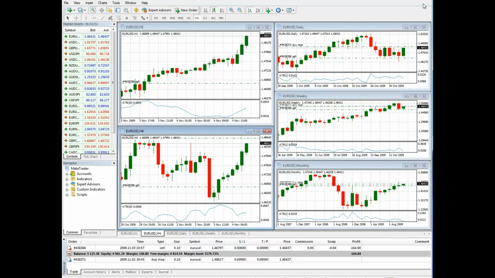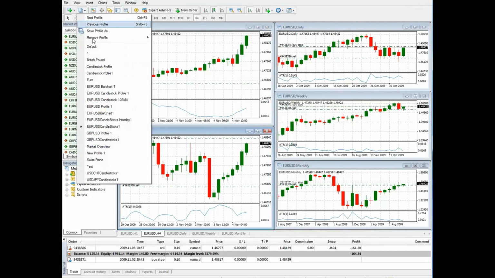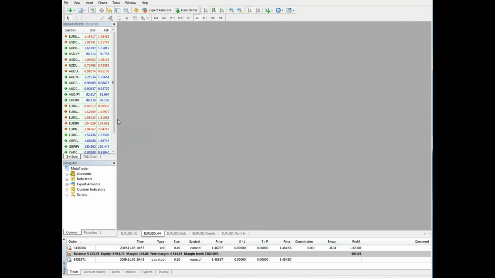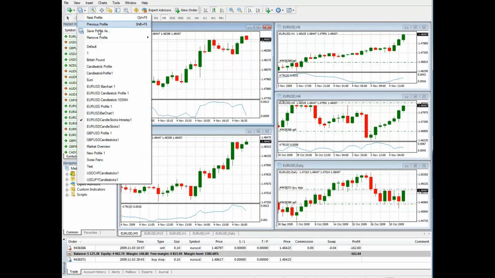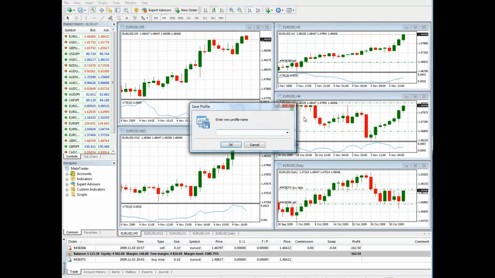So we'll leave this, close that down. And what I'd like for you to do is go over to your profiles. And remember we had a euro dollar US dollar candlesticks intraday 1. So click on that and open that up. Okay, there we are. Now, what I'd like for you to do here is go to profiles again and save profile as.